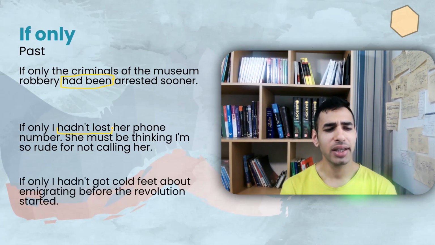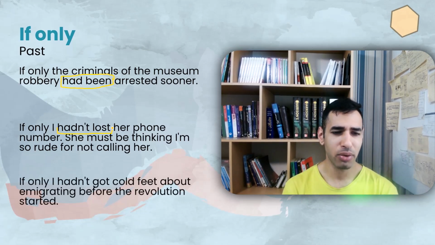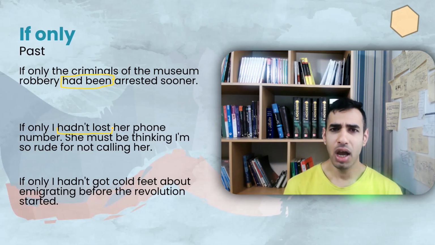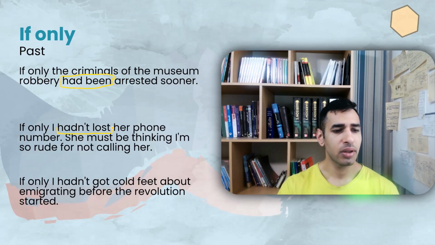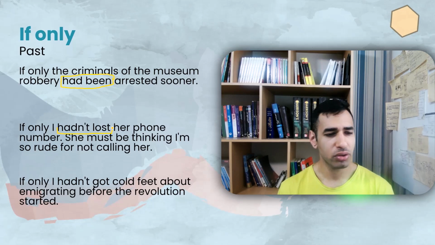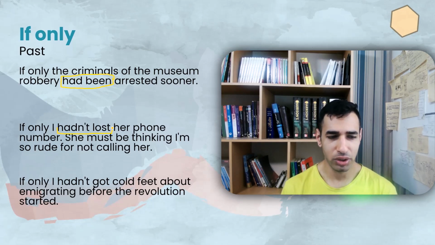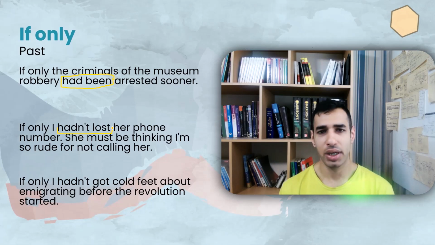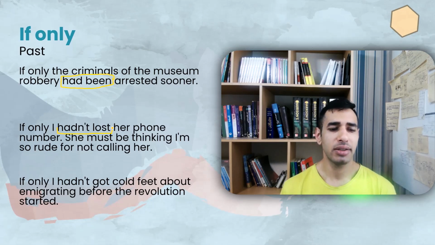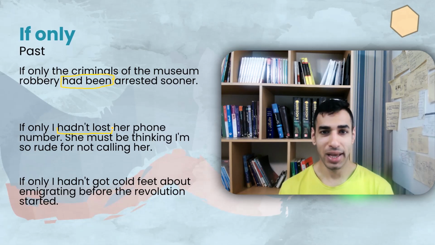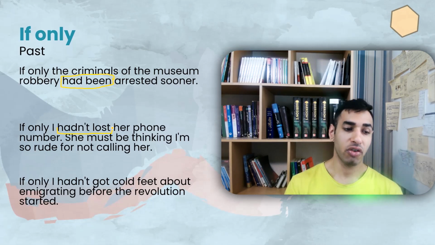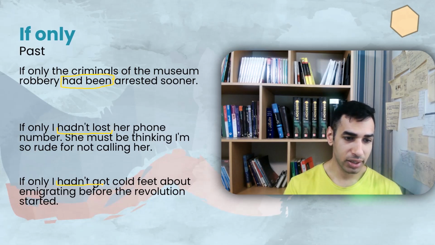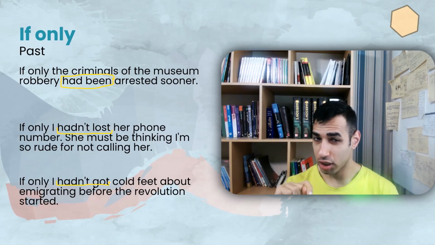"If only I hadn't got cold feet about immigrating." When you get cold feet, you cannot make up your mind and make a decision. "If only I hadn't got cold feet about immigrating before the revolution started." There was a revolution maybe in my country, and I wish that I had immigrated before that happened. This is a wish, a desire, referring to the past. "Hadn't got," we use past perfect.